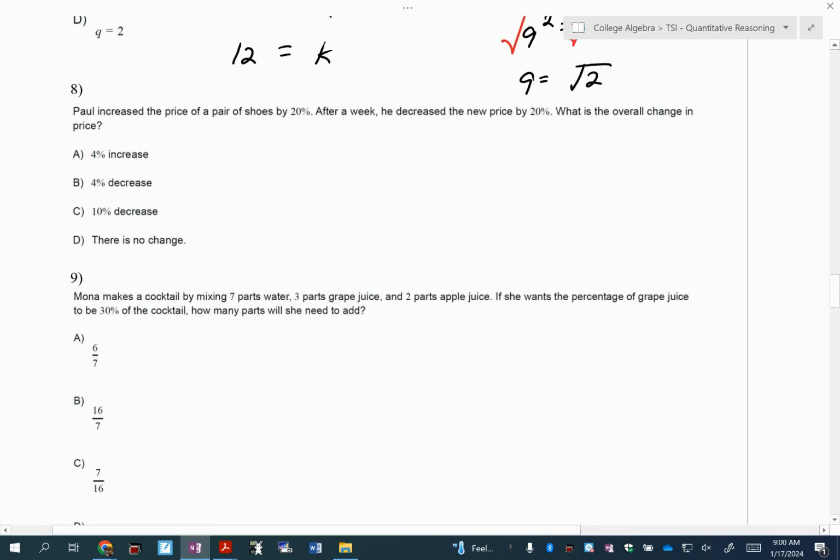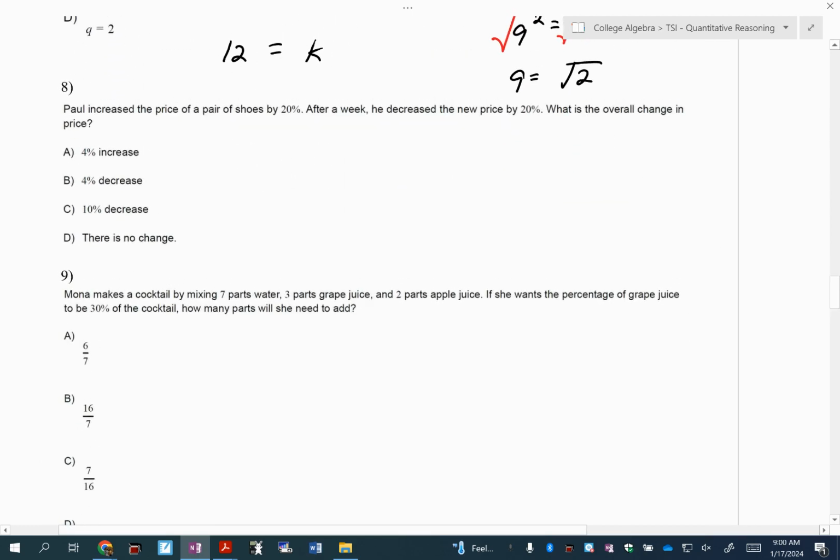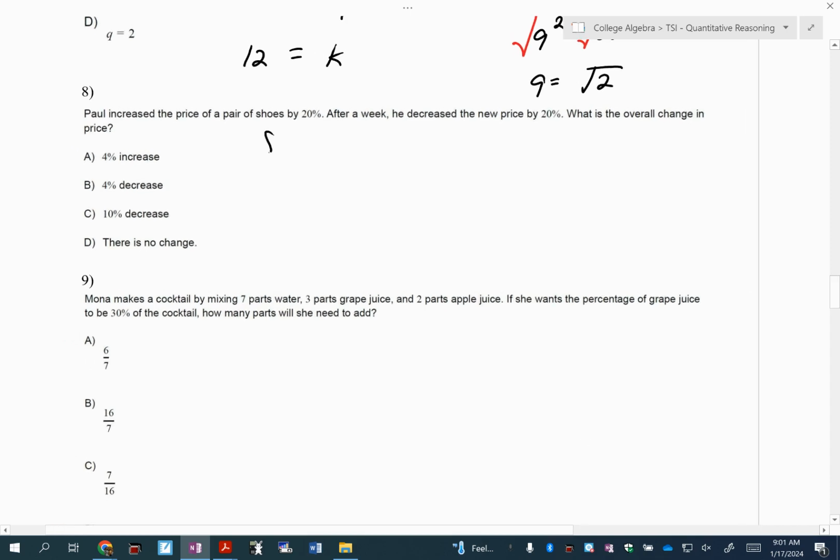Number 8, Paul increased the price of a pair of shoes by 20%. After a week, he decreased the new price by 20%. What is the overall change in the price? So I'm going to just pick a random price. I'm going to pick $100.